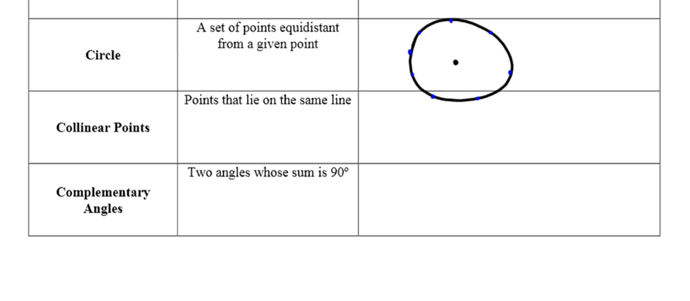Collinear points are simply points that lie on the same line. In geometry, when we talk about lines, our lines are always going to be straight. So any points that lie on that line are all going to be collinear. So in this case, points A, B, C, and D are all collinear.